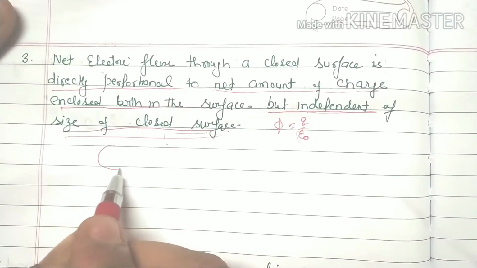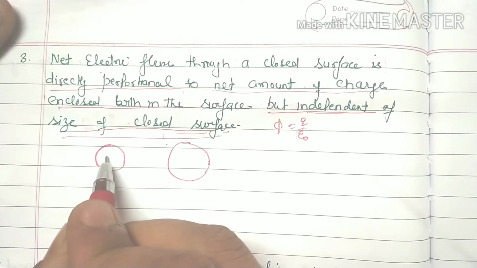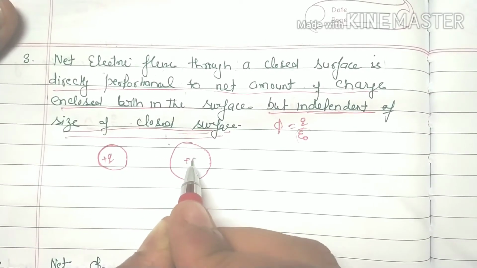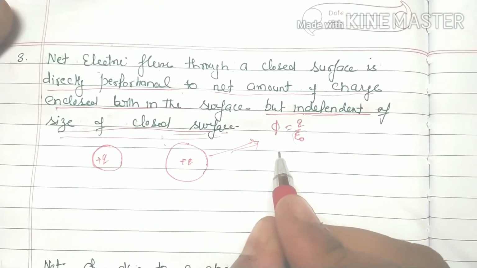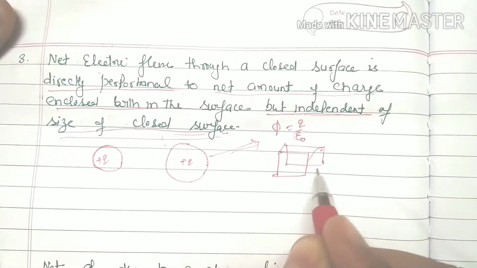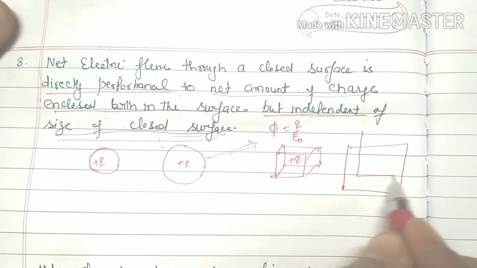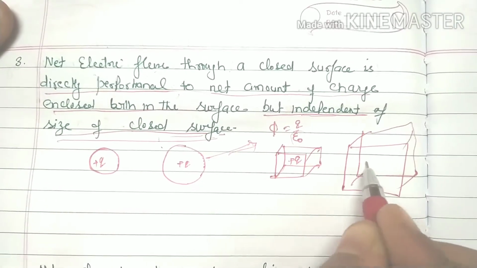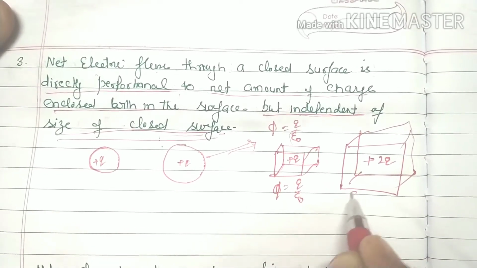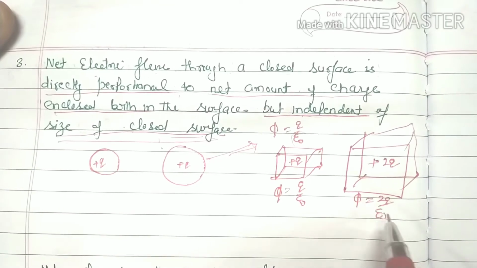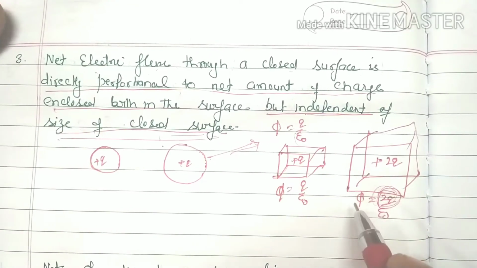Suppose we have this size of closed surface and one of this size. This surface encloses plus Q charge, and this one also encloses plus Q charge. The total electric flux is the same, it does not depend upon the size. Suppose we have a surface of this size enclosing charge plus Q and one of this size enclosing charge plus 2Q. From the first surface, flux is equal to Q upon epsilon naught, and from the second, 2Q upon epsilon naught. It depends upon the charge enclosed, independent of the size. I think this point is also clear.